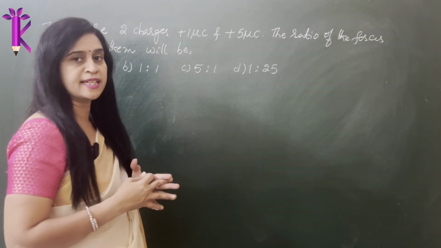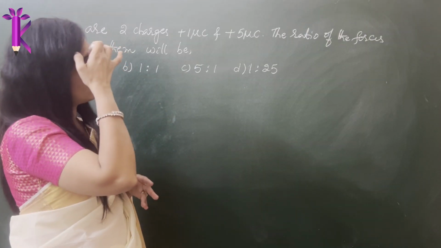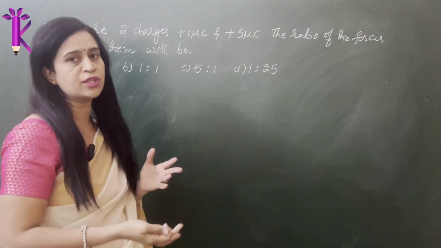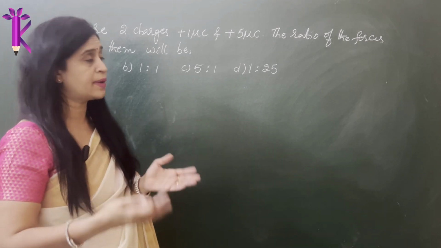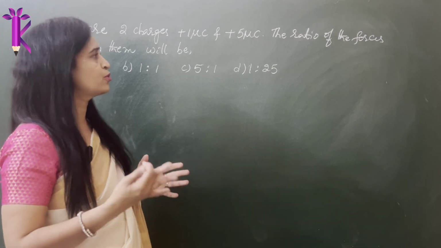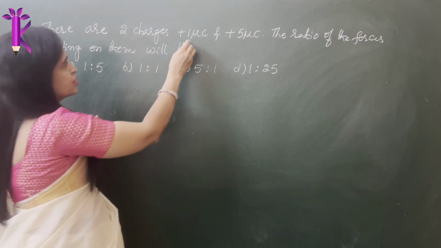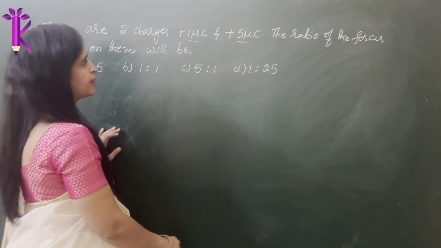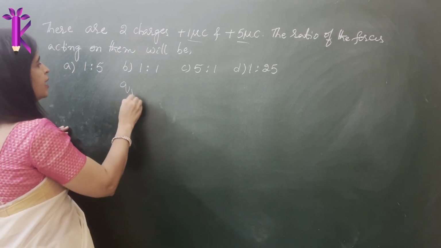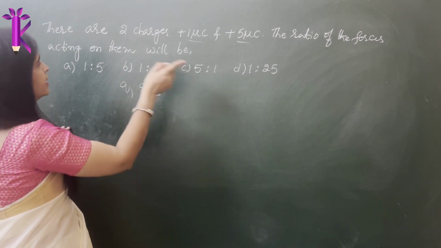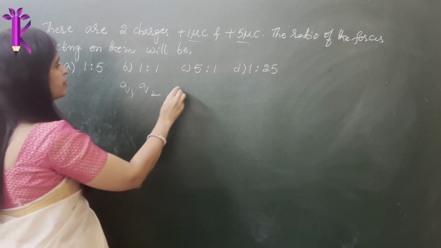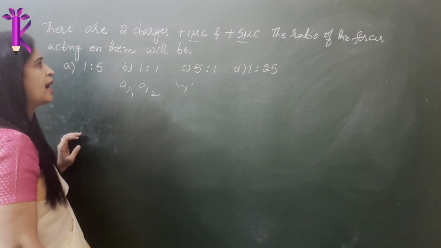Well, another very interesting numerical on Coulomb's force. You don't need to even calculate. You can directly say the answer. But for the sake of calculating it, for those who do not understand, we'll calculate it. So there are two positive charges, 1 microcoulomb and 5 microcoulomb. So Q1, Q2 are given, right? And the ratio of the forces acting between them, let's assume the distance of separation to be R.